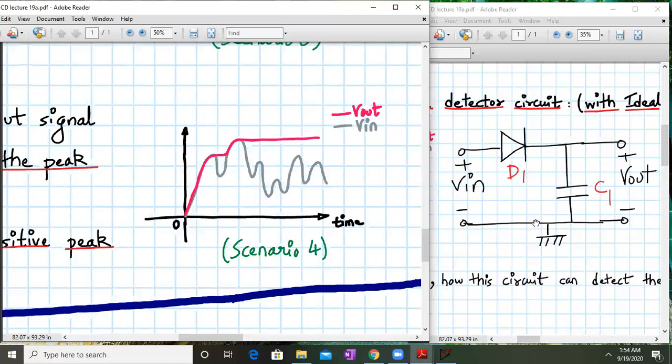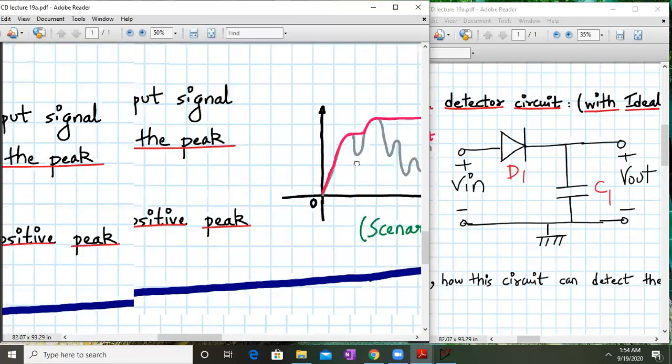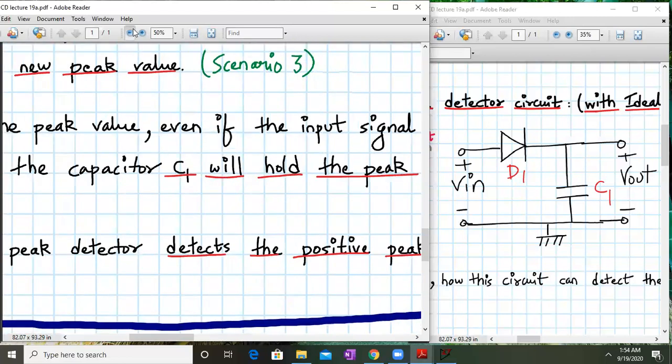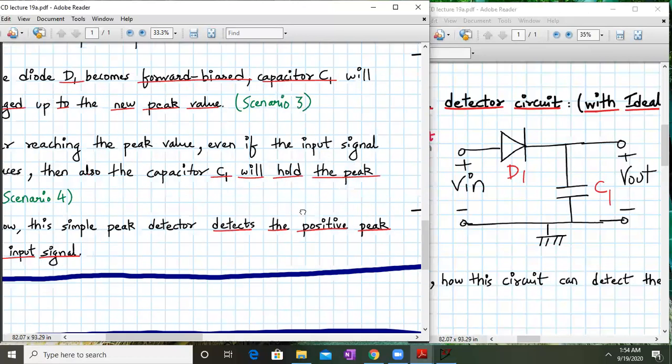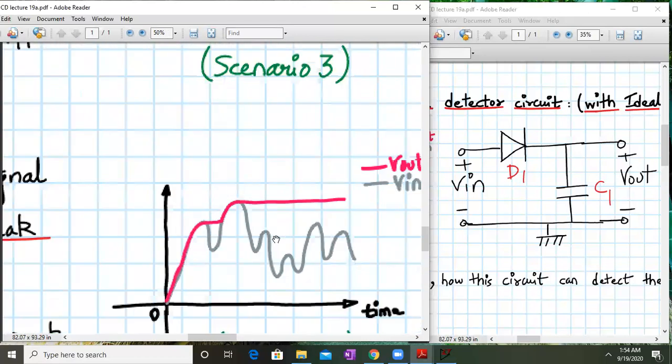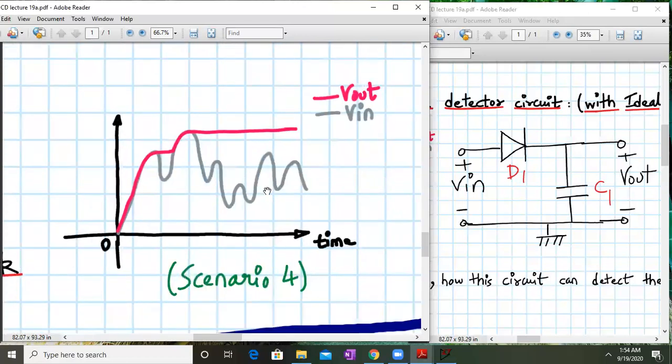Okay, so that's what is shown in scenario number 4. So I think that's what we have written over here also. So this is the way this simple peak detector will detect the positive peak of any randomly irregular shaped input waveform.